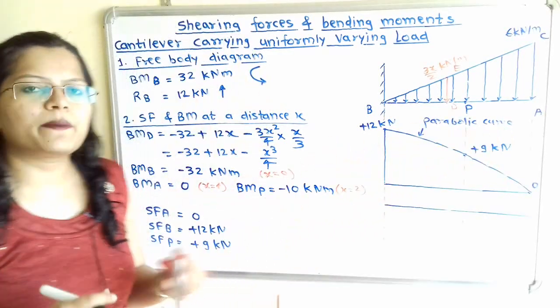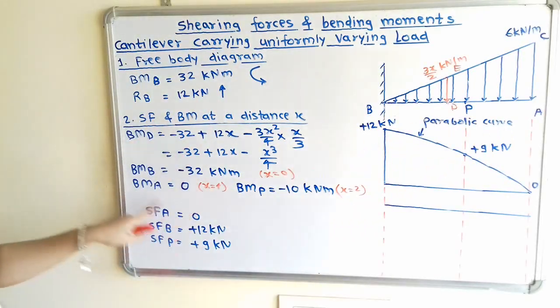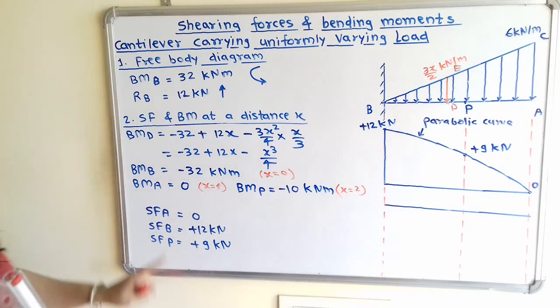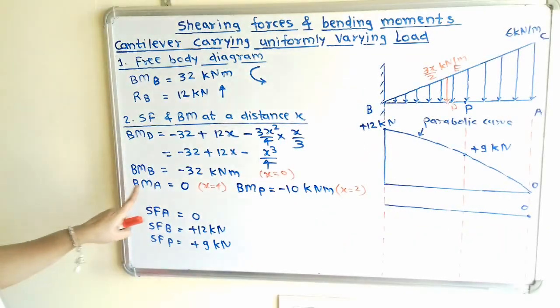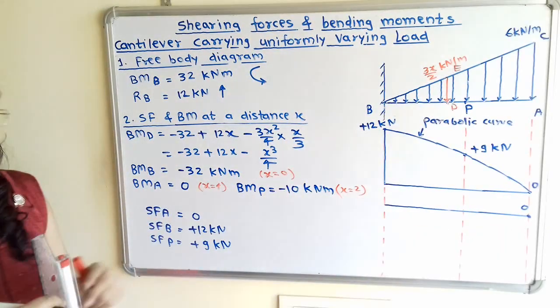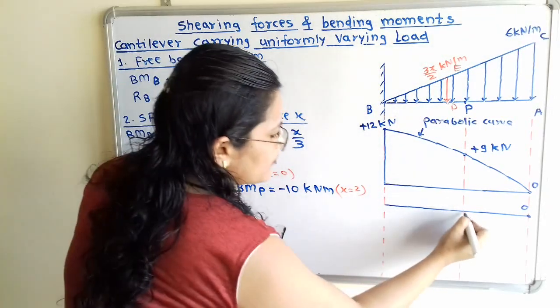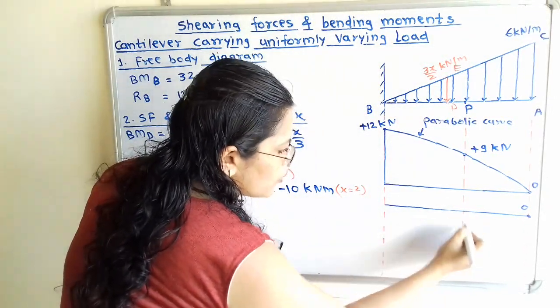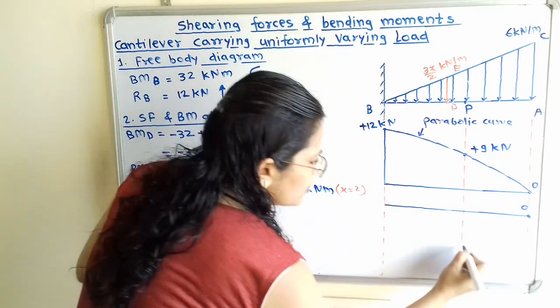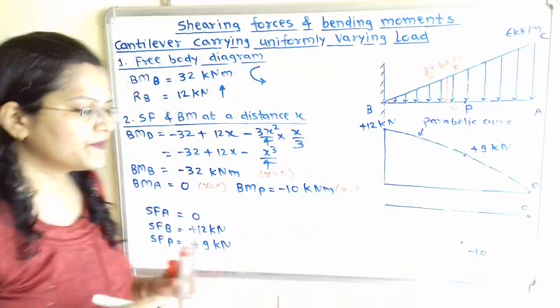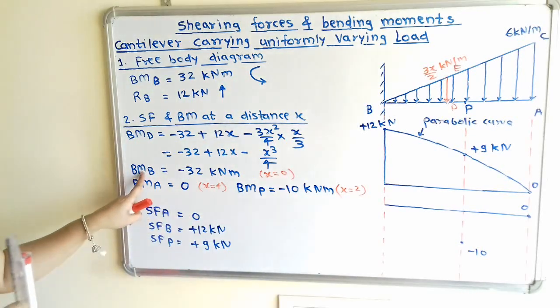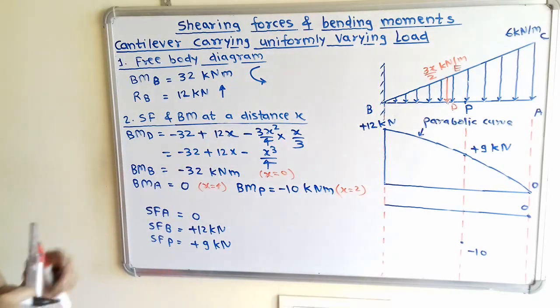Now we will move to the bending moment diagram. So for bending moment values are negative. So at point A value is 0. So we have to mention here 0 on the baseline. Then next at the middle point it is minus 10. So for minus 10 we have to mention below this horizontal line. So I will mention here the value is minus 10 kilonewton meter, and at point B it is minus 32.